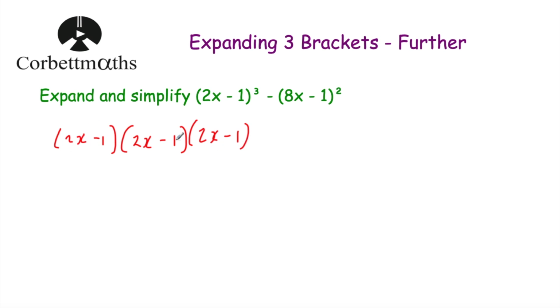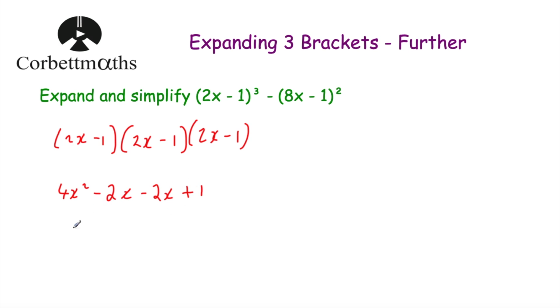So let's expand these brackets. 2x times 2x would be 4x squared. And then 2x times minus 1 would be minus 2x. So we've multiplied everything in this bracket by 2x. Now let's times everything in this bracket by -1. -1 times 2x would be minus 2x. And then -1 times -1 would be 1, because a negative times a negative is a positive. So expanding these brackets will give us 4x squared minus 2x minus 2x plus 1.